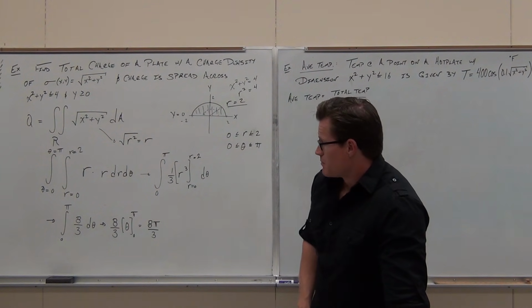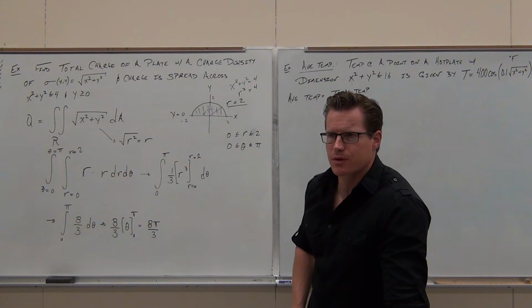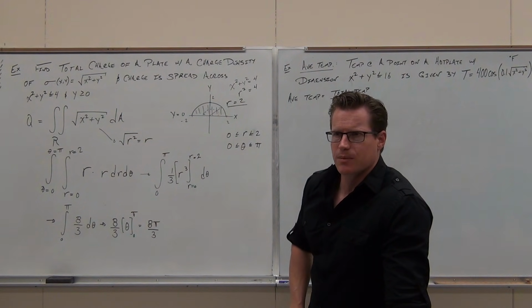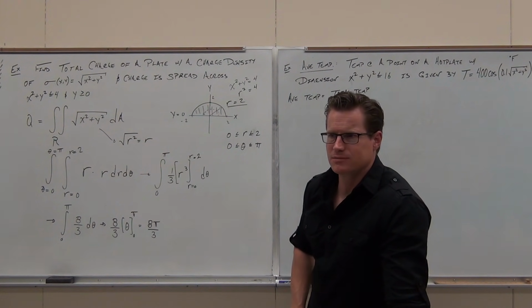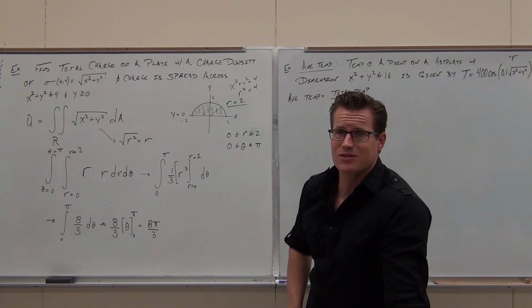Integrate with respect to r, no problem. Plug in some numbers. With respect to theta, we get 8 pi over 3. Did you get 8 pi over 3? Yes. Coulombs, I believe, if my verbiage is correct. That's the charge. That's the total charge of that plate.